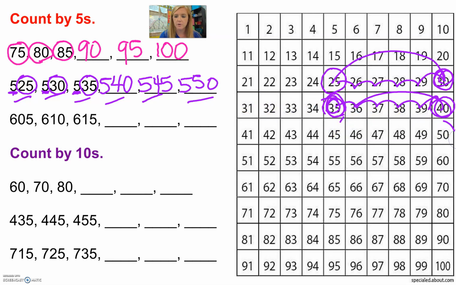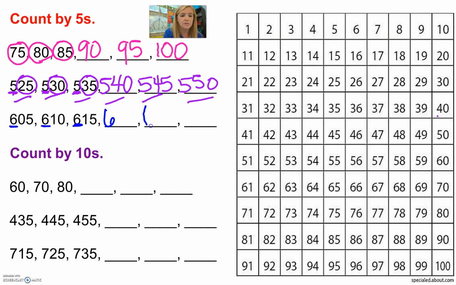Let's do one more. Okay, let's grab a different color. All right, we're going to start with 605, 610, and 615. Remember, we always start with our hundreds place, so I'm going to underline it. Let's see if it's changing. 600, 600, 600. There's no change there, so that means I'm not counting by hundreds. So I'm going to go ahead and plug it in. 600, 600, 600, because that's going to stay the same. Usually, that will stay the same.